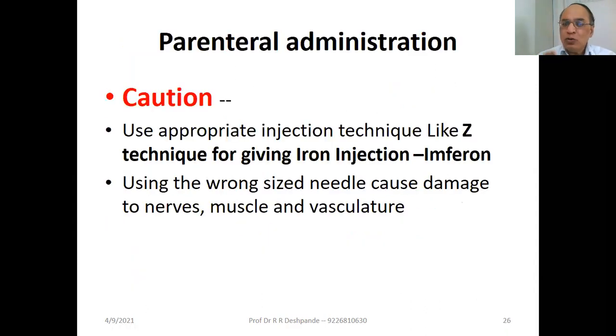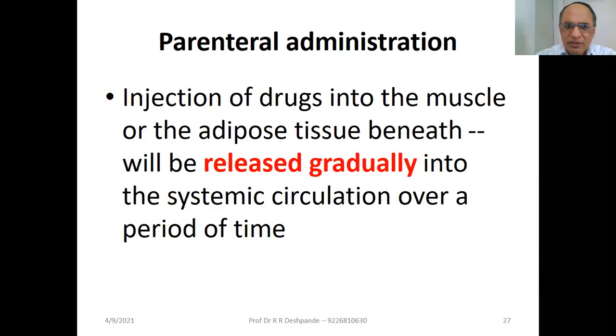Caution: use the appropriate injection technique. For example, the Z technique is used for giving iron injection and interferon. Using wrongly sized needles can cause damage to the nerves, muscles, and vasculature. So it can be an iatrogenic problem. Remember my words: be very, very careful while giving injectables.